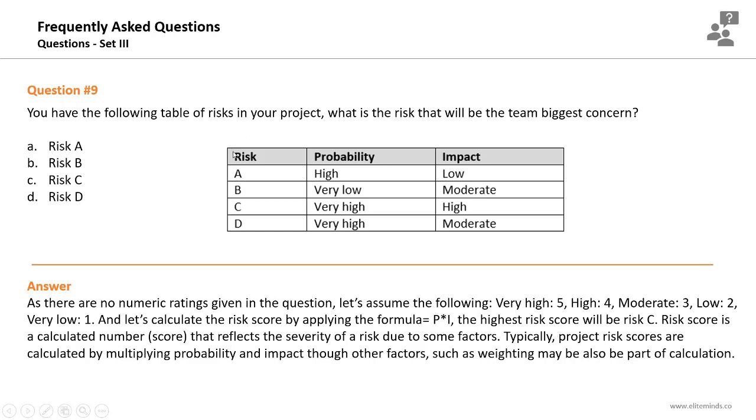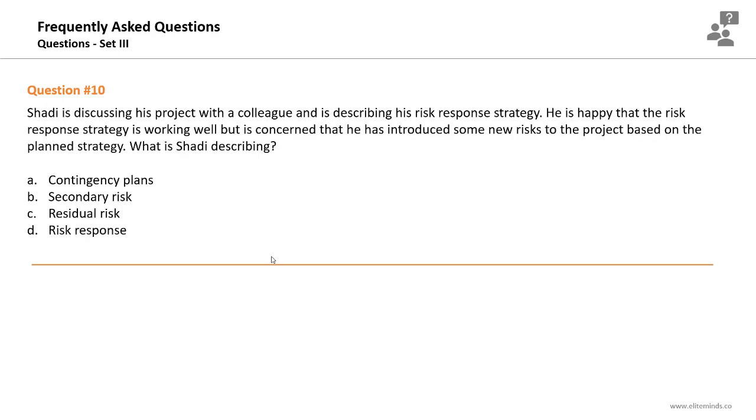Now, for risk A, the risk score will be 4 by 2. It will give you 8. For risk B, it's 5 by 3. It will give you 15. For risk C, it's 5 by 4. It will give you 20. And for risk D, it's very high, 5 by 3 for moderate. It will give you 15. So the risk with the highest risk score is risk C, and it is the one that will be the team's biggest concern. Expect 2 questions about the risk score in the exam.